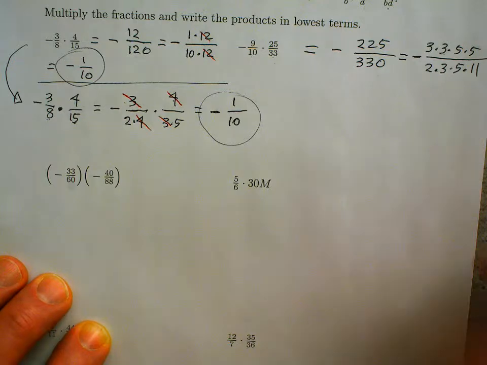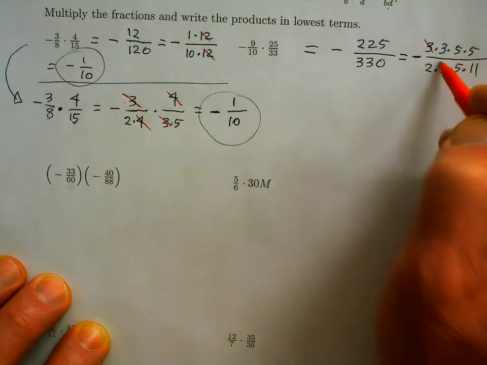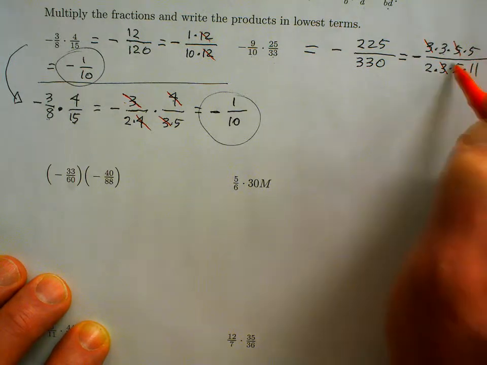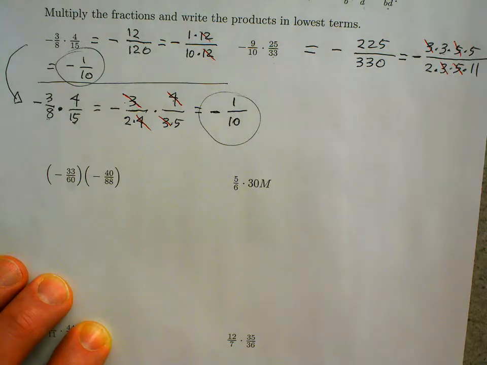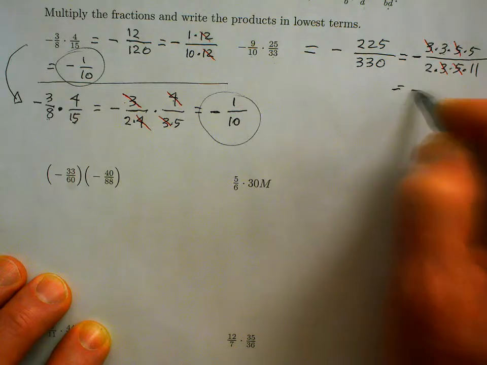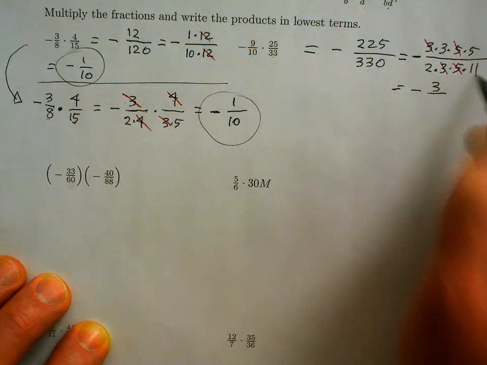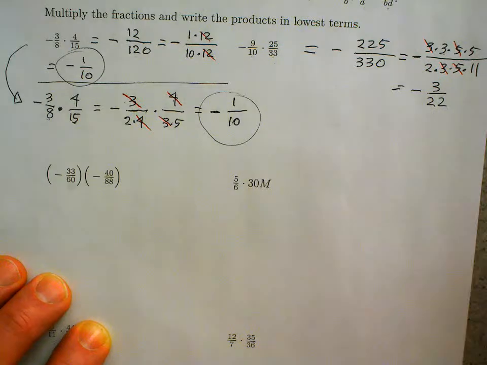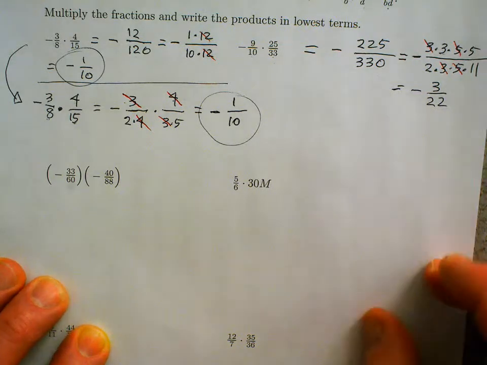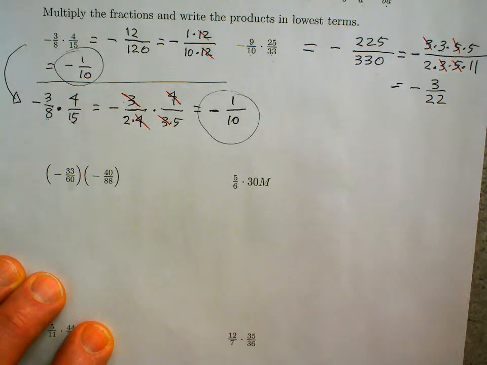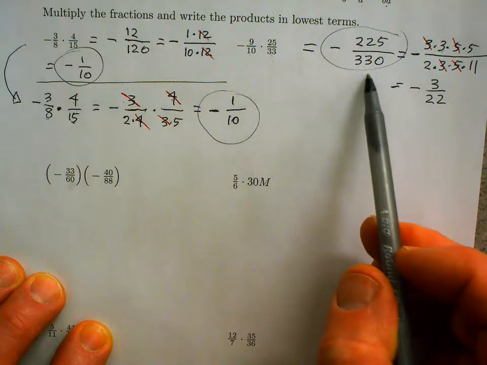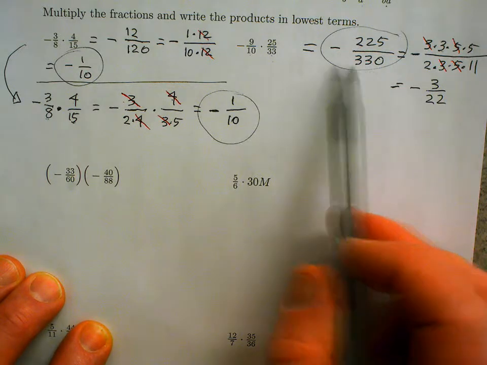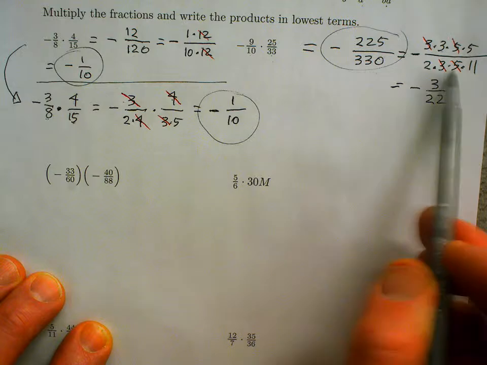Okay, then we cancel common factors. 3 divided by 3, 5 divided by 5. That looks like everything. So we get negative 3 over 2 times 11 is negative 3 over 22. Okay, so I would advise in general not to go about it using this method.